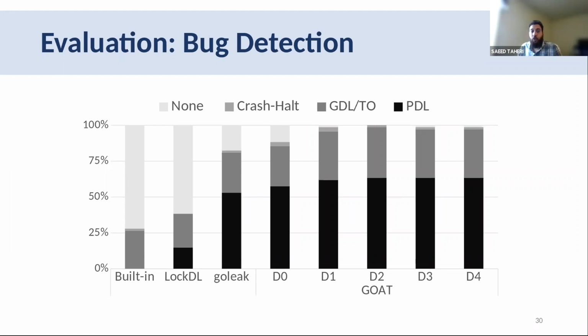This figure shows the distribution of detected bugs by each tool. It shows that at least one variation of GoAT, for example, D2, which means delaying Goroutines for up to 2 times around concurrency usage, was able to detect all bugs regardless of their causes, while the second best is GoLeak, detecting around 80% of the bugs.